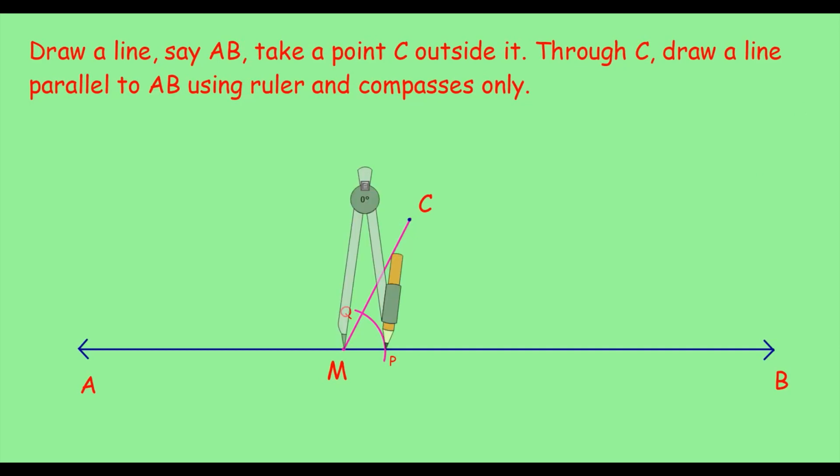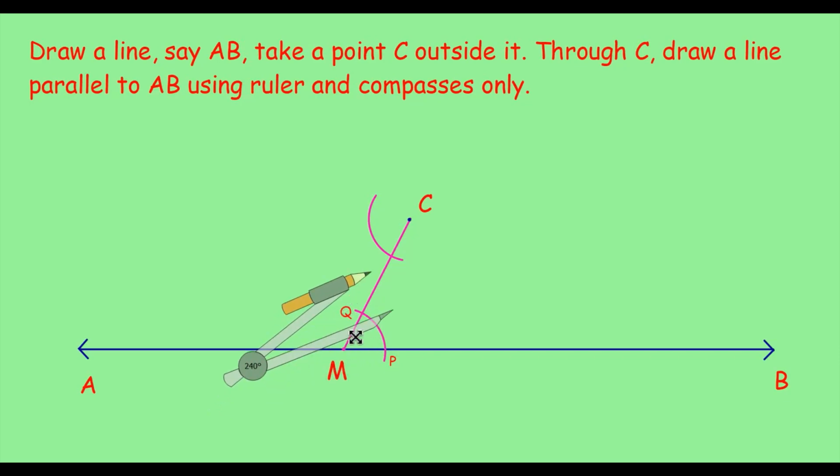Now with the same radius, with the center C, draw an arc on just the opposite side of the previous arc. Now measure the length of PQ. You keep the compass point at P and the opening at Q.